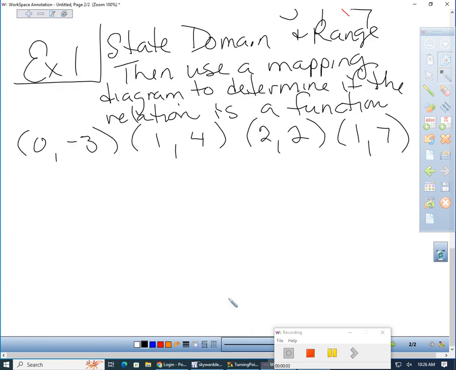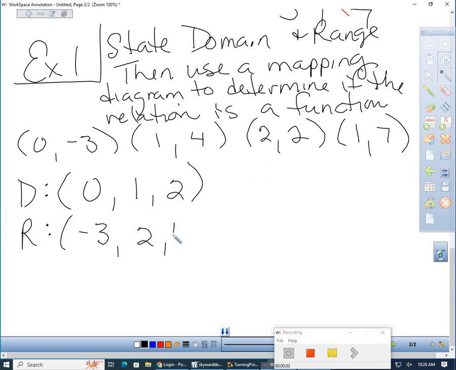All right, so the first thing we're going to do is list our domain. Our D, domain, parentheses, our x values in numerical order are 0, 1, and 2, because there's two 1s there, right? Our range in numerical order: -3, 2, 4, and 7. Whoops, and 7. Didn't write that very good. Let's try that again. So any questions so far?